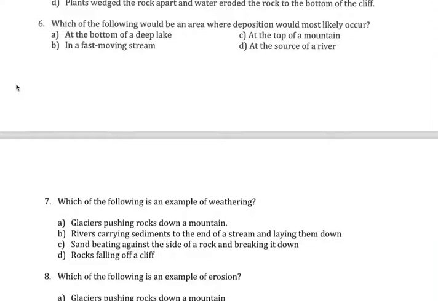Number 6, which of the following would be an area where deposition would most likely occur? A, at the bottom of a deep lake. B, in a fast-moving stream. C, at the top of a mountain. D, at the source of a river.